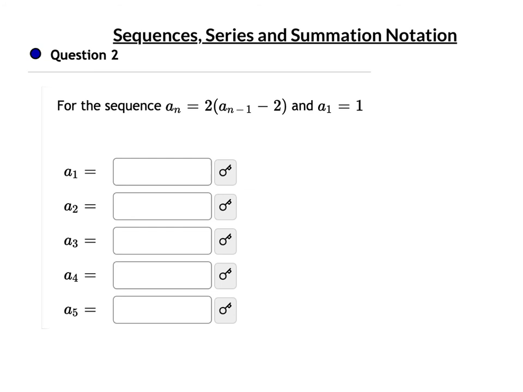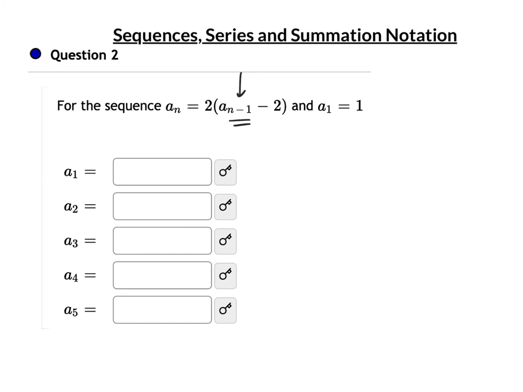Question 2. This recursive sequence is written a different way. How do I know it's a recursive sequence? That's because it's based on the previous term. Just like the last one was based on the next term. So there are different ways you can write it. But you can always tell when they do n minus 1 or n plus 1 that they're talking about the current or the previous. That means it's got to be recursive.